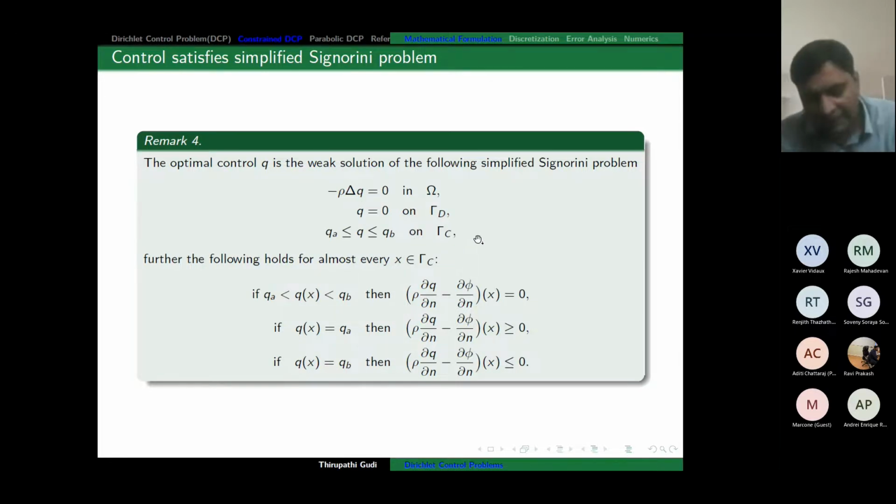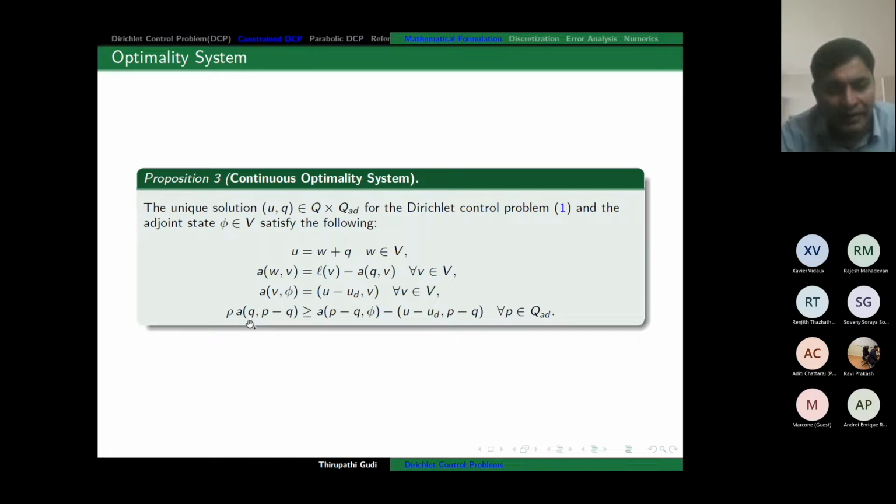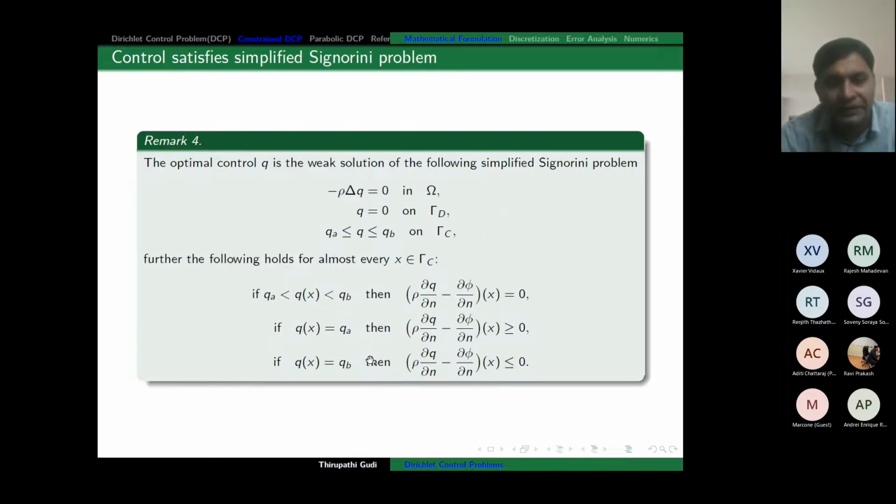Okay, so when we do the integration by parts, if we assume that q has certain regularity, what we get is that this quantity will be equal to 0 if p minus q is 0 on the boundary, but not necessarily, right? So if we take only those v, it is equal, but otherwise it is not. So this is tested for all p in Q_ad. So when you do the integration by parts with the general p and q, we get these conditions.